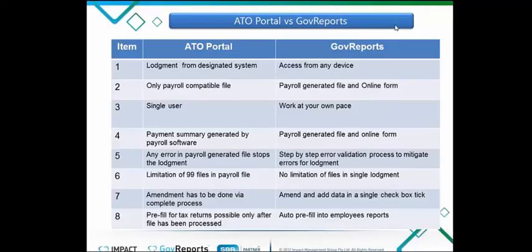Okay, so with the ATO portal as well, when you upload the file, the limitation is 99 records. With Gov Reports, there are no limitations to the number of records on the file. Perhaps I haven't seen many clients of BAS agents that have uploaded more than 100 employees, but if you do, Gov Reports doesn't have any limits.